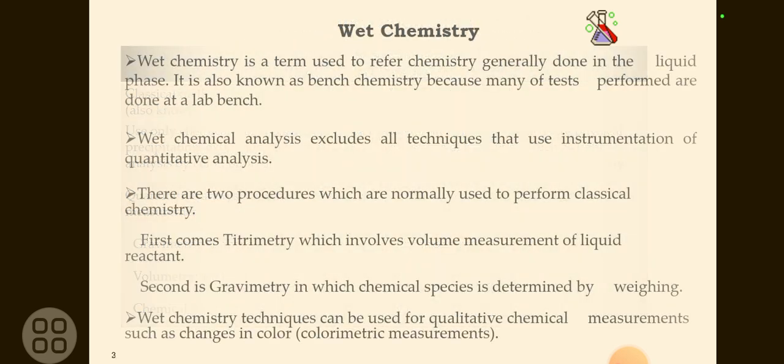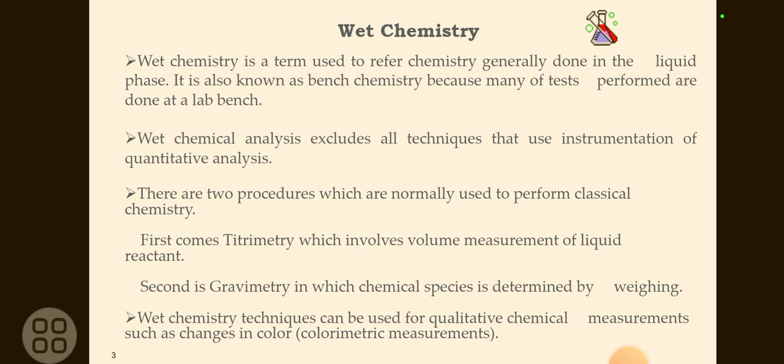Going to the next slide, what is wet chemistry basically? Wet chemistry is a term used to refer to the chemistry generally done in the liquid phase. It is also known as bench chemistry because many of the tests performed are done at the lab bench. Here in wet chemistry, mostly we will not use instruments. Basic equipment like glassware, pipettes, burettes, measuring cylinders, test tubes, and volumetric flasks. Only this basic glassware we will use to identify and perform basic laboratory tests. That is what wet chemistry is.